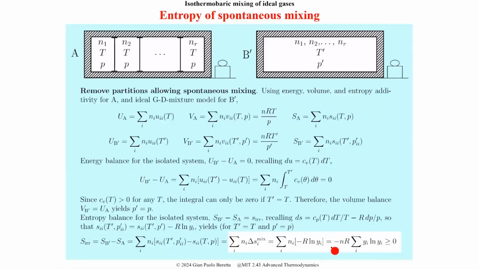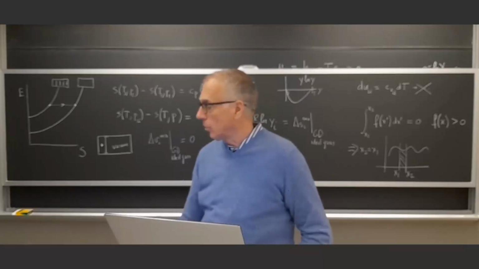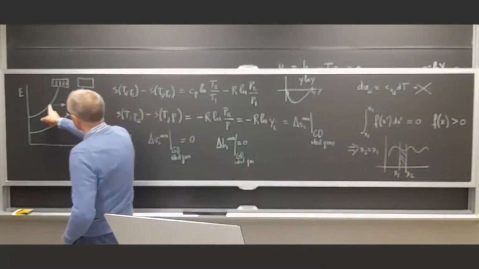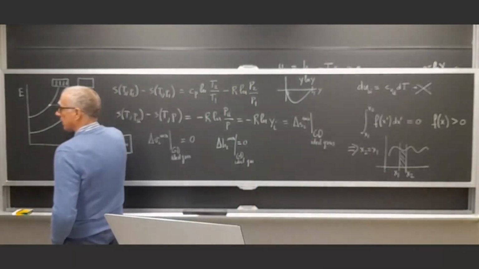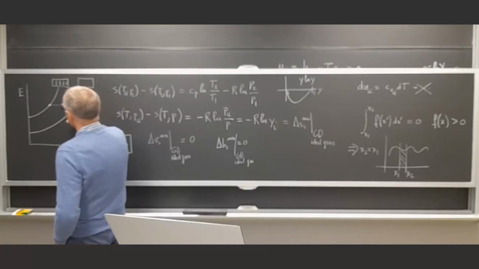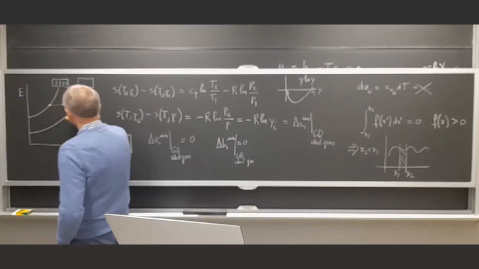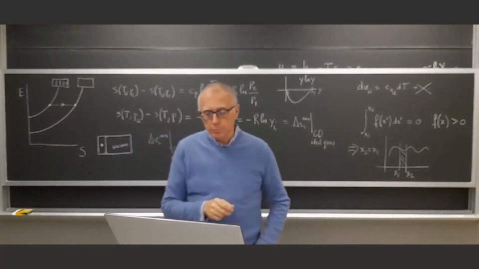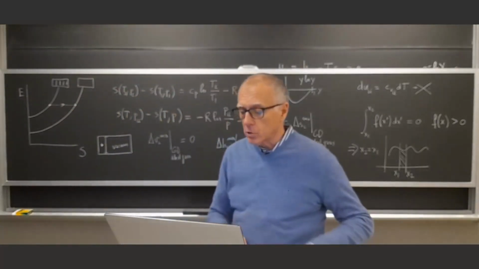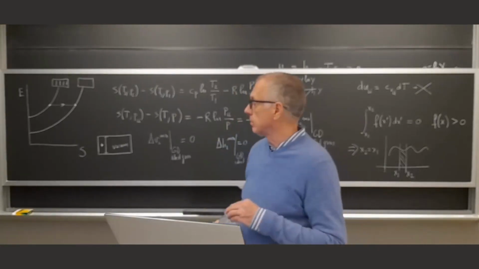But it also says that there is entropy production. So the process is irreversible, as we have anticipated by looking at the energy versus entropy graphs. And this is called the entropy of mixing.